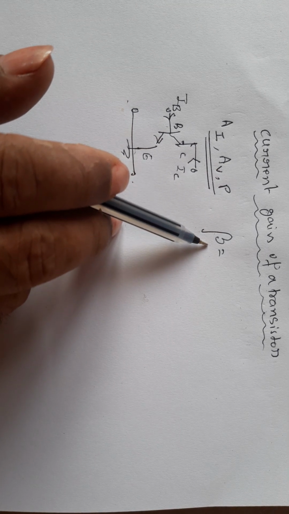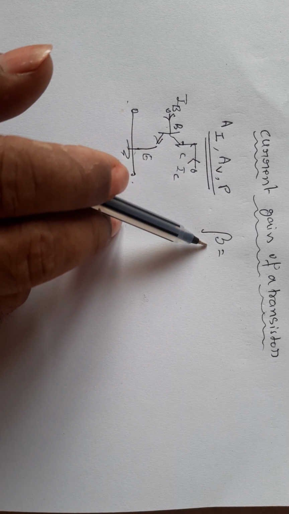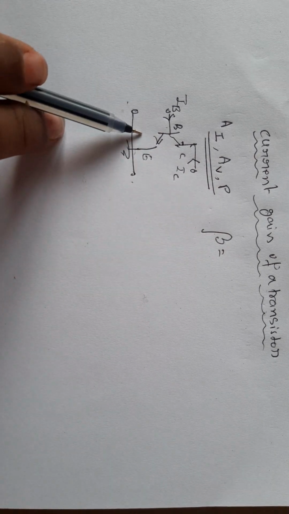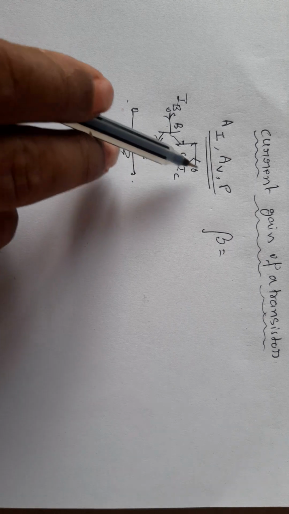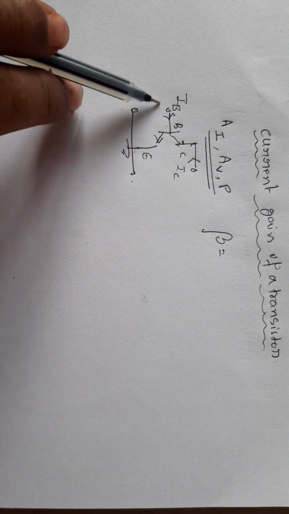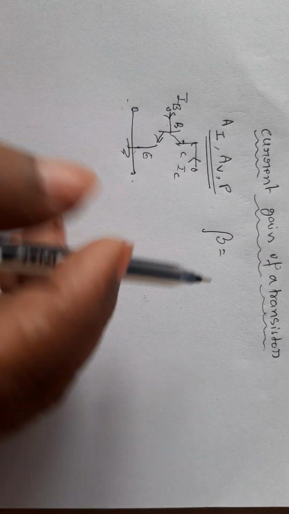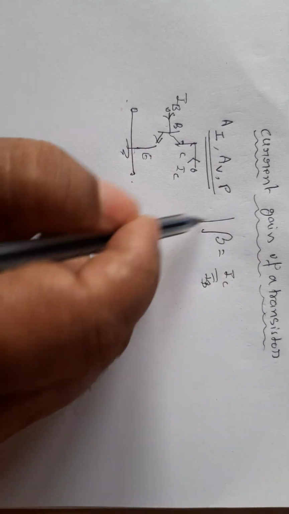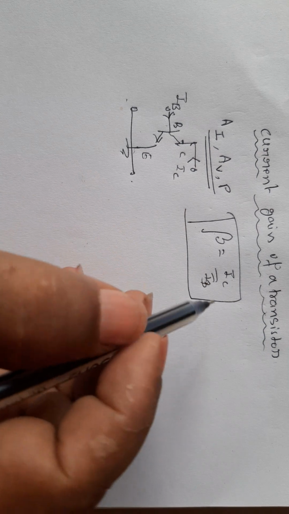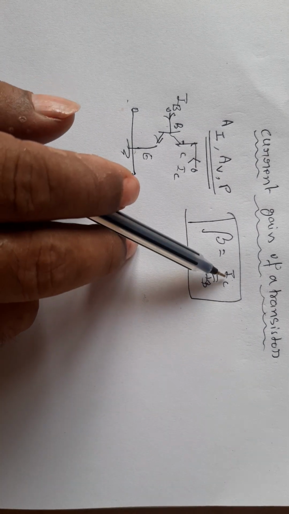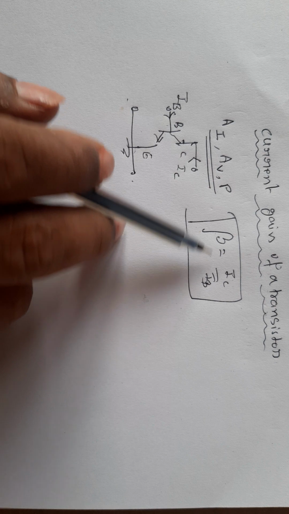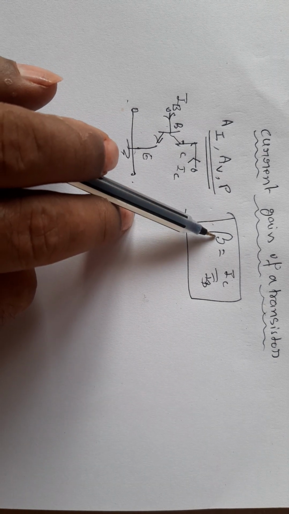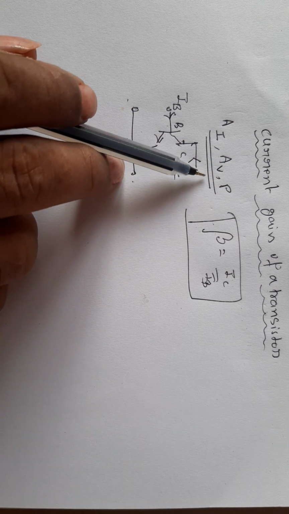The gain is defined as the ratio of output by input. Therefore, current gain beta in common emitter configuration is defined as the ratio of output current to the input current, that is IC by IB. Therefore, beta is IC by IB. So, from this equation, you can calculate the collector current, which is given by beta into IB, where beta is the current gain of a transistor in CE configuration.